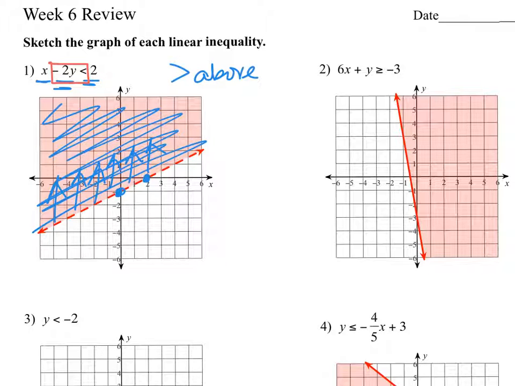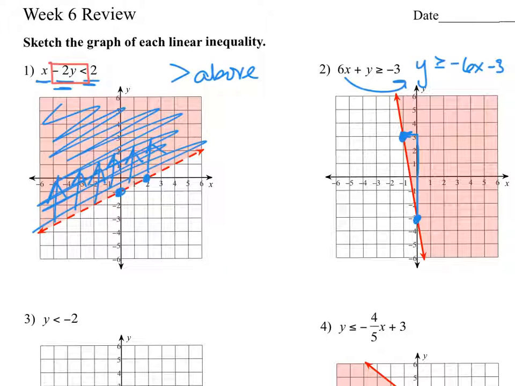Question 2, don't get deceived. It's a little hard to divide -3 by 6. That gives you a fraction. So instead we're going to solve for y. So I'm going to subtract 6x, which is going to give me y is greater than or equal to -6x minus 3. So I started at -3 here, and then I'm going to use the slope -6, and remember, because you don't have enough room to go down 6 and right 1, we can go up 6 and left 1 to find our new point.